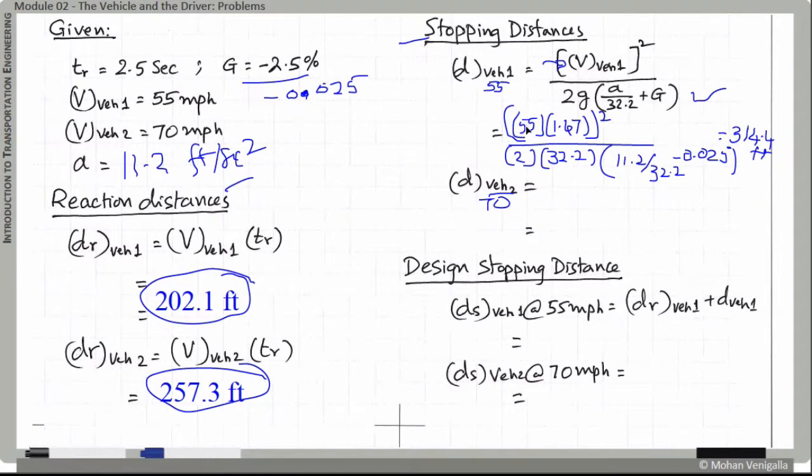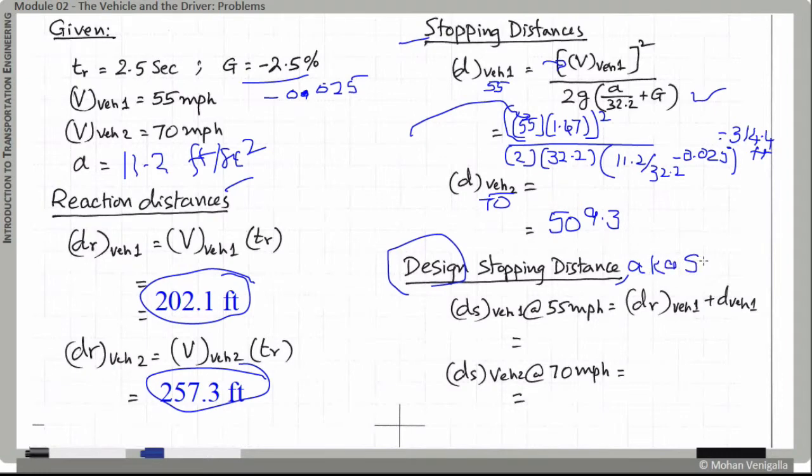Doing the same thing for vehicle 2, which is 70 miles per hour, doing exactly the same except in this particular spot we are going to put 70 instead, you will get a value of 509.3 feet.